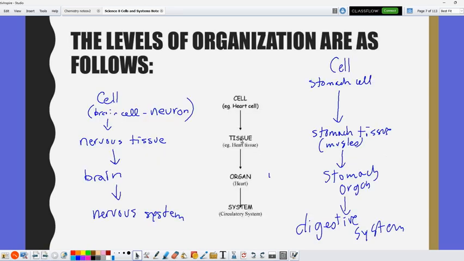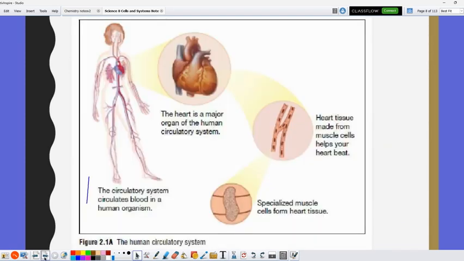And we looked at the levels of organization: cells that all work together to do the same job get organized into tissues, and the tissues all work together, they become organized into organs, and then the organs are a part of an organ system. And we looked at some examples of that. And here is another example.